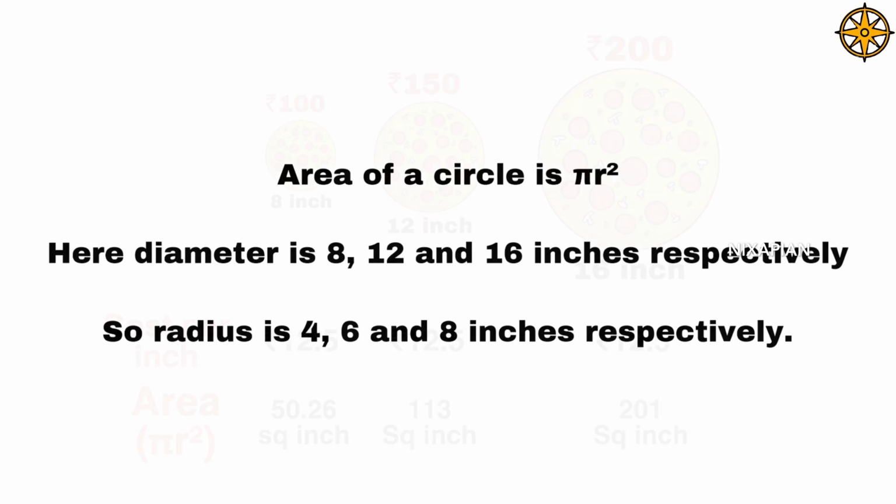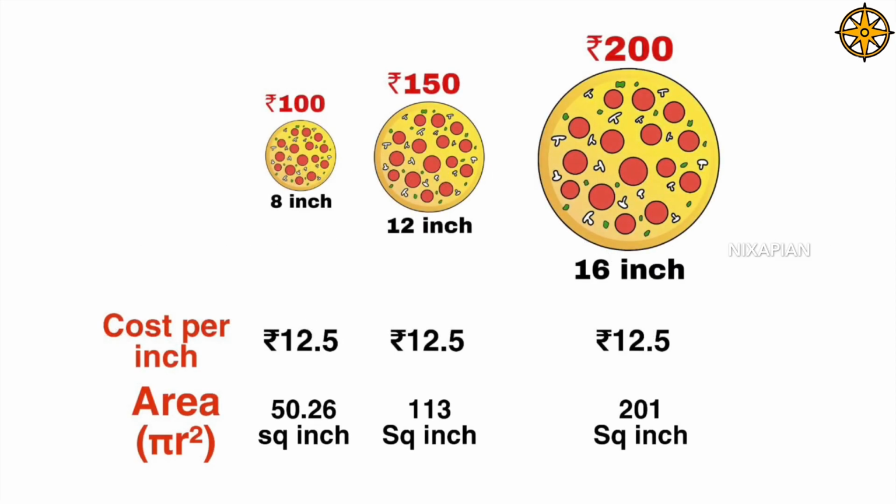Now you calculate the area of the 8, 12 and 16-inch pizza. The area of the 8-inch pizza is 50.26 square inches. The area of the 12-inch pizza is 113 square inches and the area of the 16-inch pizza is 201 square inches. You see, there is such a big difference.